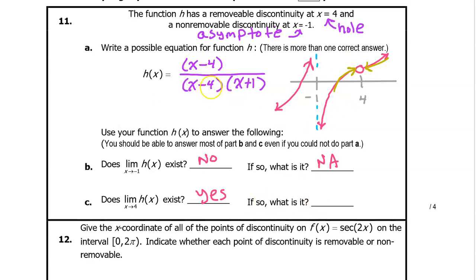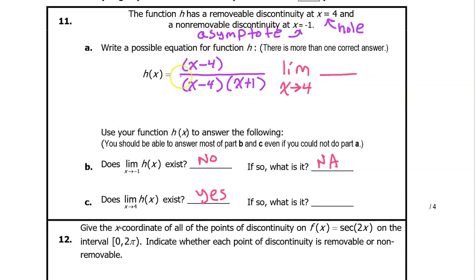Well, here's where we have to use our function. Canceling out the x minus 4's will not change the limit. So the limit as x approaches 4 of h of x will equal the limit as x approaches 4 of 1 over x plus 1, the surviving part after we cancel out the x minus 4's. But this can be evaluated by direct substitution. This will be 1 over 4 plus 1, which is 1/5.